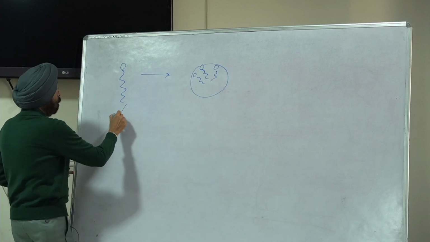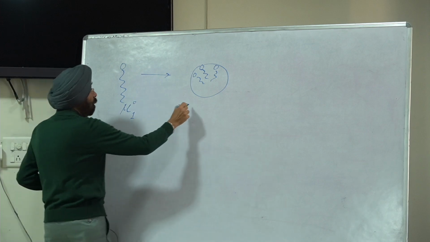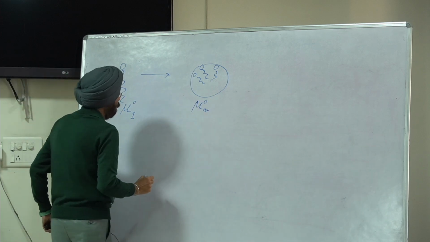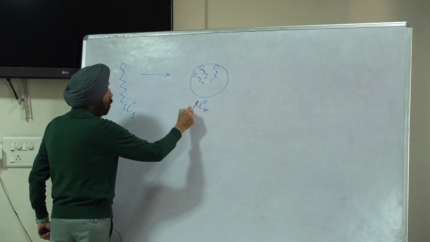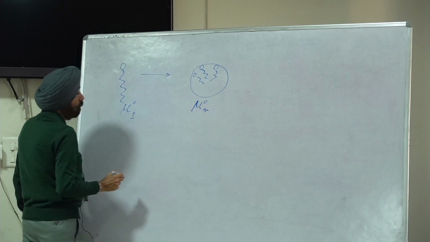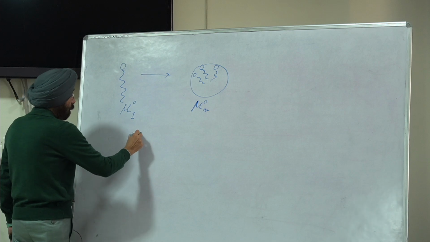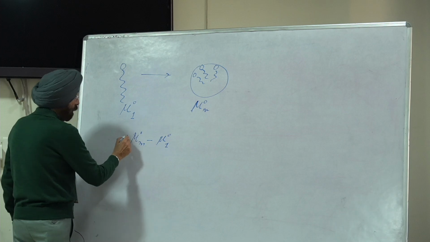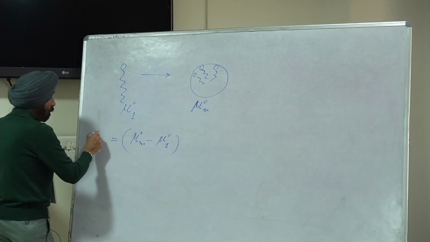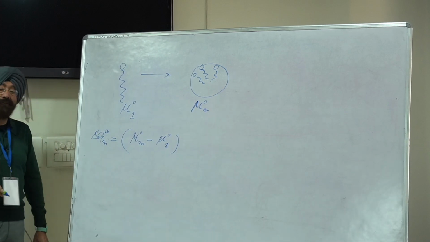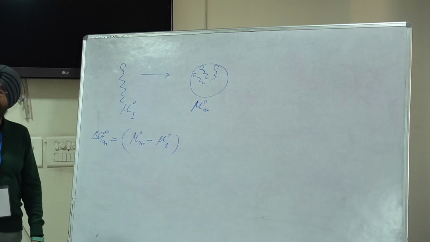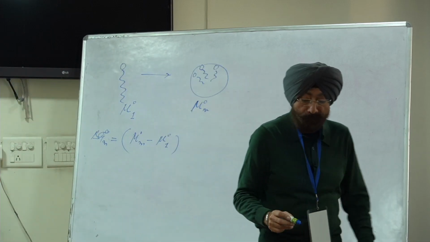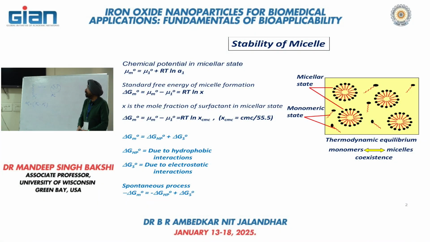So you have the chemical potential in the standard state, mu 1, and the chemical potential of the surface active molecule in the micellar state, mu M. The chemical potential in the micellar state minus that in the monomeric state is the standard free energy of micelle formation. It is the difference between the chemical potential of the monomeric and the micellar state. That is the definition of the standard state free energy change for micelle formation.